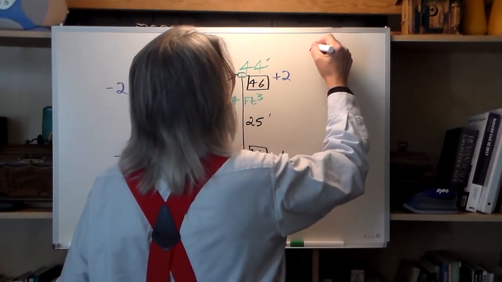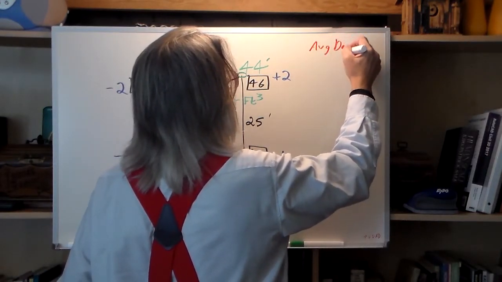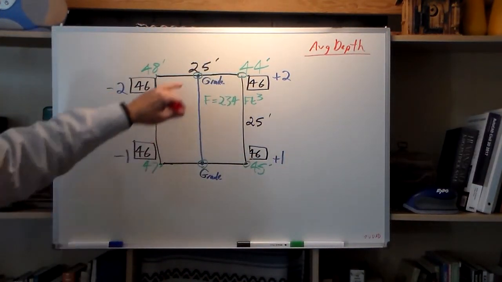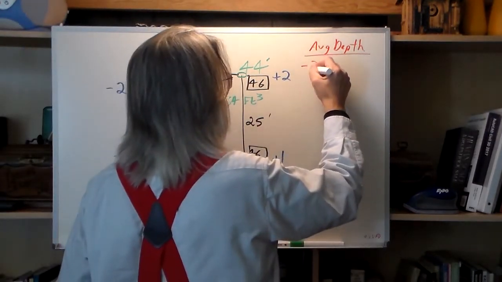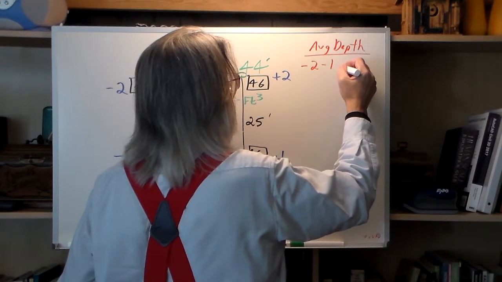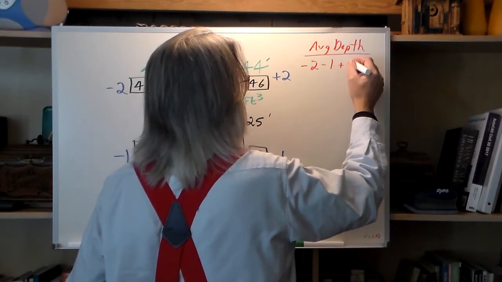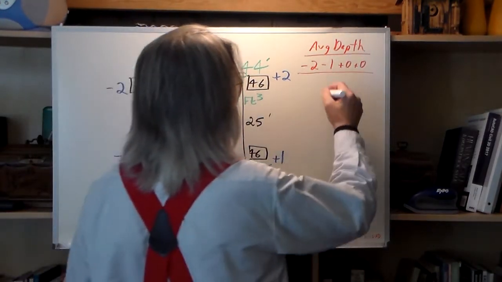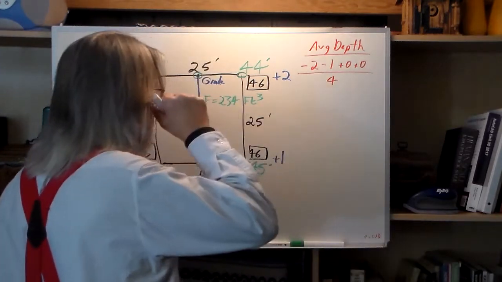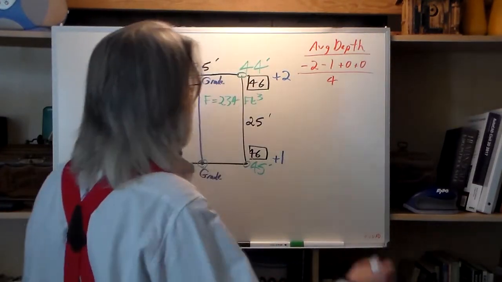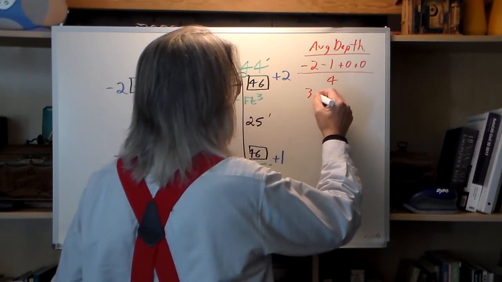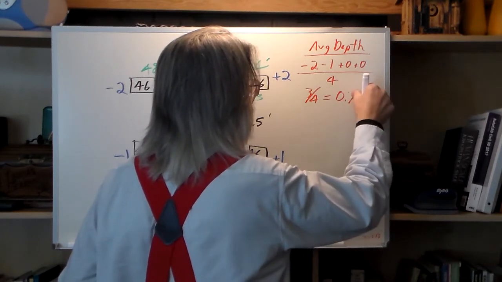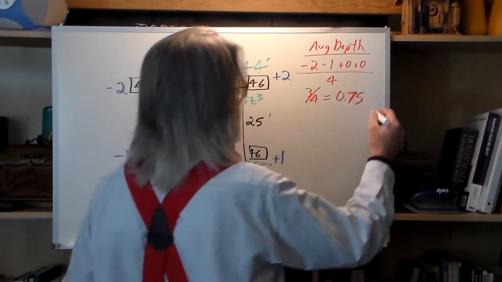Again, our average depth. Our average depth is going to be -2, -1, 0, and 0 divided by 4. You almost don't even need to write the zeros in there. Divided by 4. In this case, we really don't even care about the algebraic sign. So we're going to have 3 over 4 again, which is 0.75. Excuse my penmanship there. 0.75 feet.